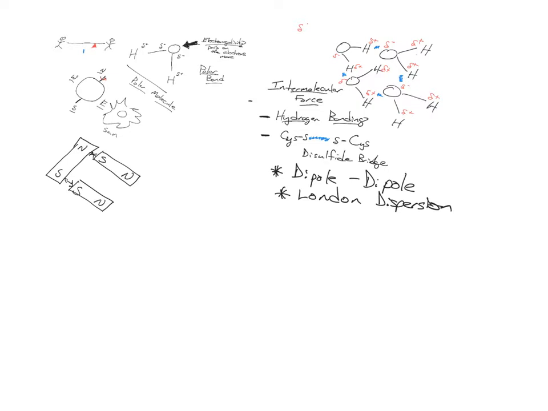Can you re-explain that? So all of this is because of uneven sharing, right? Because of electronegativity differences between atoms. In the case of hydrogen bonding, it's specifically three elements. It's generally hydrogen, whenever hydrogen is bound to oxygen or nitrogen, but usually it's just oxygen.